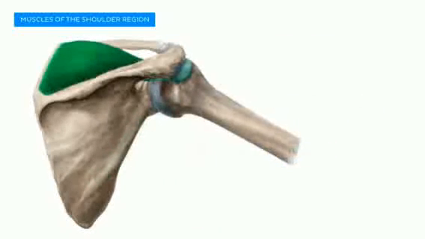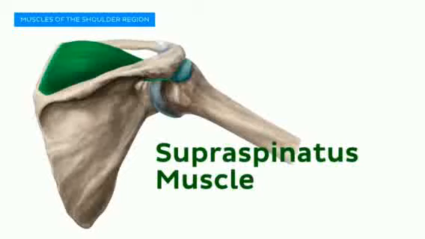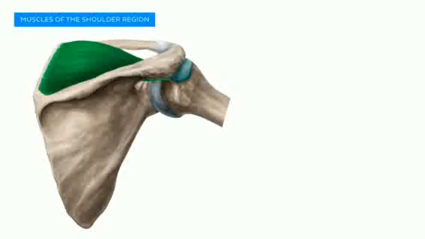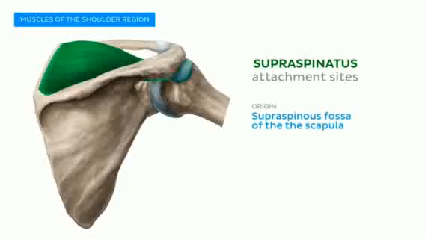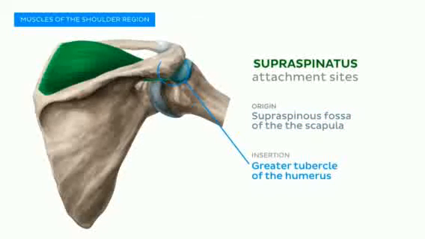And finally, muscle number 4 of the rotator cuff is this one here highlighted in green for you, and it's called the supraspinatus muscle. This muscle originates from the supraspinous fossa of the scapula and reaches across over the head of the humerus to insert here at the greater tubercle. And there you have the 4 muscles of the rotator cuff.